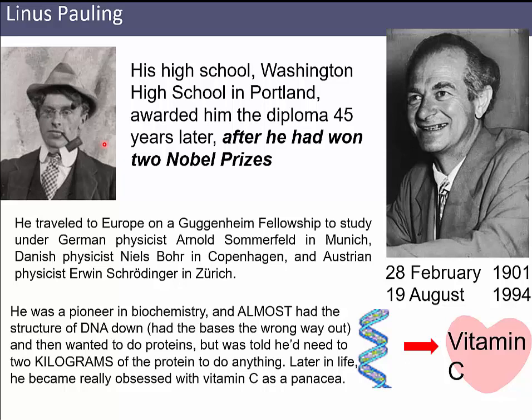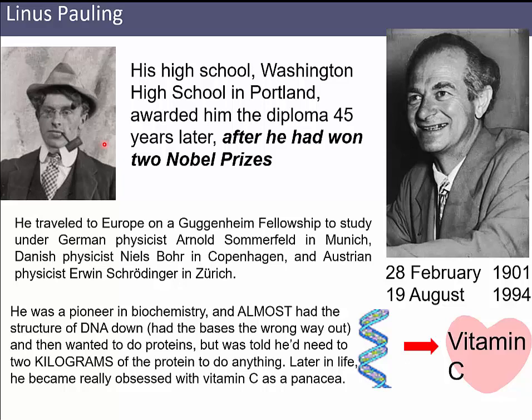He traveled to Europe on a Guggenheim Fellowship to study under Sommerfeld in Munich, and he studied under Bohr and Schrödinger in Zurich. He was a pioneer in biochemistry. He almost had the structure of DNA down. He was this close. He knew it was made of a ribose backbone, and he knew it had base pairs to it, but he had it going the wrong way, with the base pairs pointing out instead of pointing in.